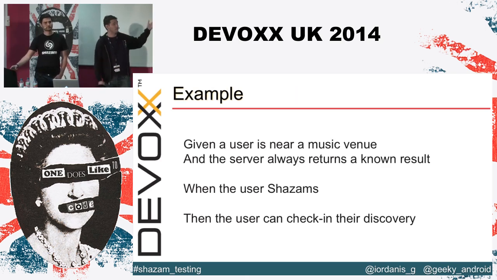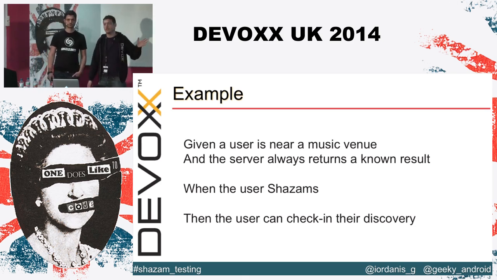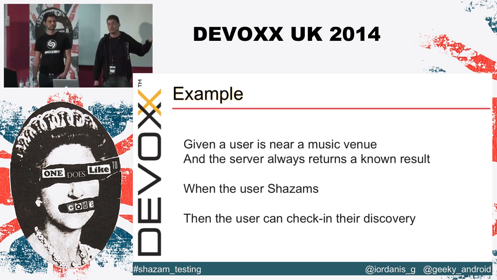You would have a phrase, basically, written in English, where you would say, given a user is near a music venue, and the server always returns a known result. When the user Shazams, then the user can check in their discovery. Right? This describes very, very easily what this feature is about, and anyone in the entire company can understand what this step is supposed to do.